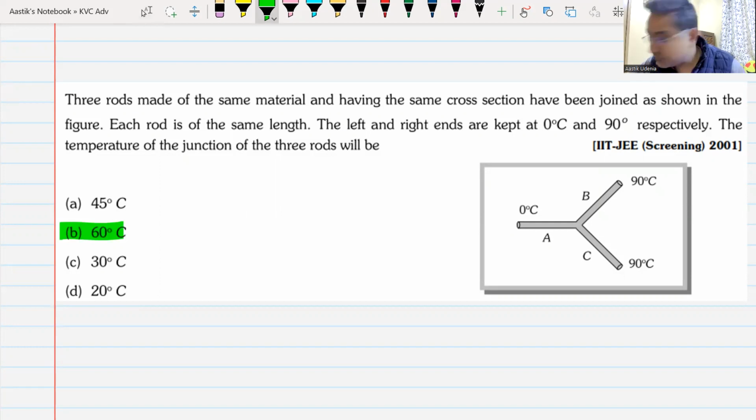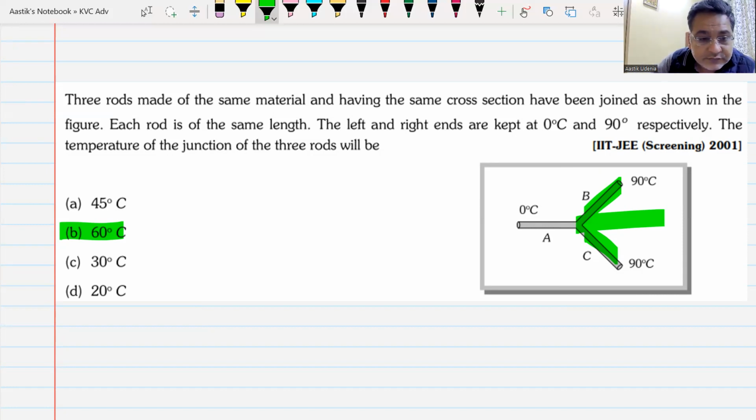So how are you supposed to do this? Sir, B and C are in parallel, and that solves the question. Then you can replace these two rods by one rod and then you can apply the formula of interface. Yes or no? Yes, sir. Everyone understand this or shall I do it? No need, sir.